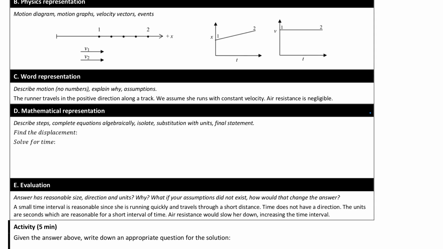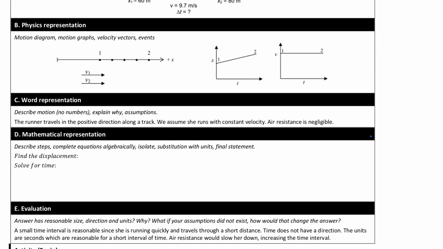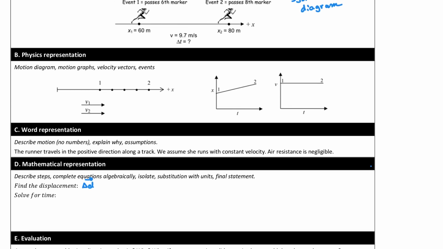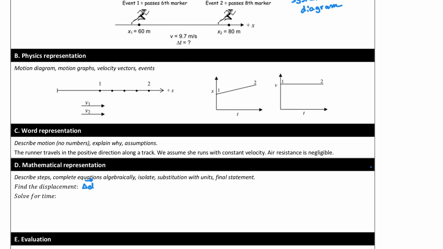Then after all of this, we're going to do a mathematical representation. I'm going to leave it here. So describe steps, complete equations algebraically, isolate, substitute with units, and write a final statement. In this case, we want to find the displacement, and I will write that as delta d, the information that we want to find. Maybe I'll bring this down a little bit so we have the system diagram in as well. And we want to solve for the change in time. So we want to figure out what the change in time is.